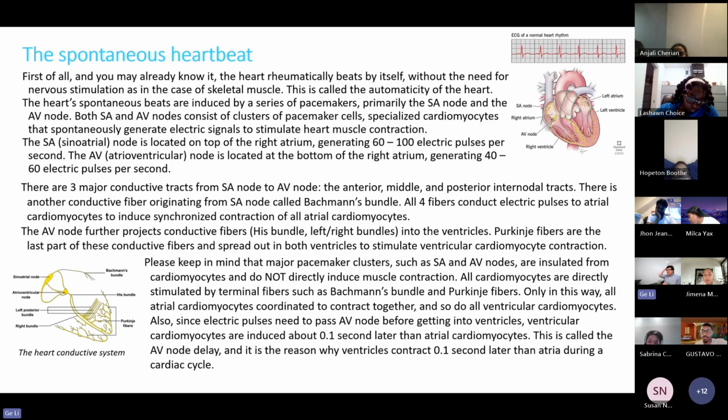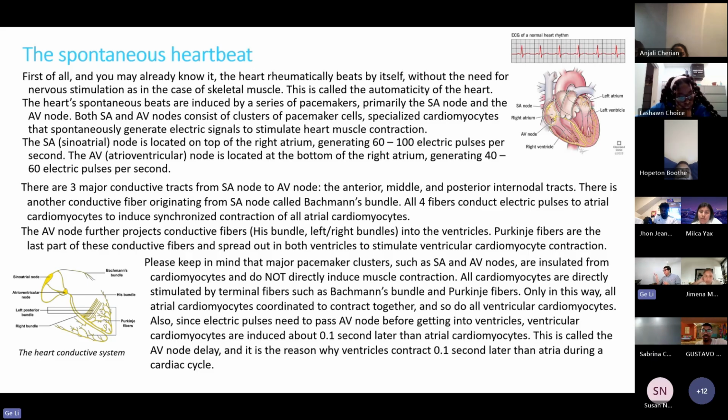They generate their own signals to pump by themselves. And how does it do so? Based on this, we call it the conductive system in the heart. Inside the heart, the whole heart is mainly made of heart muscles called cardiomyocytes. And some of those heart muscle cells specialize into special cells. We call them pacemaker cells.